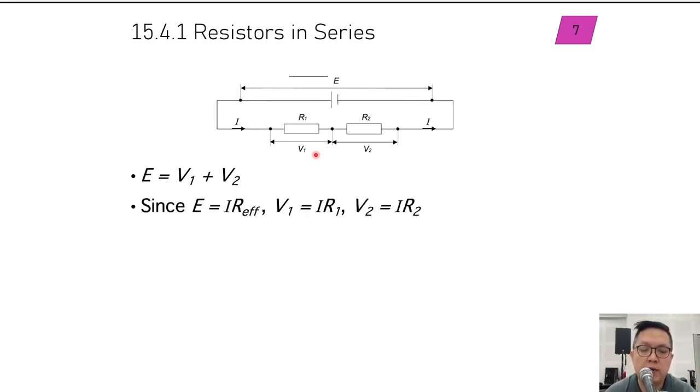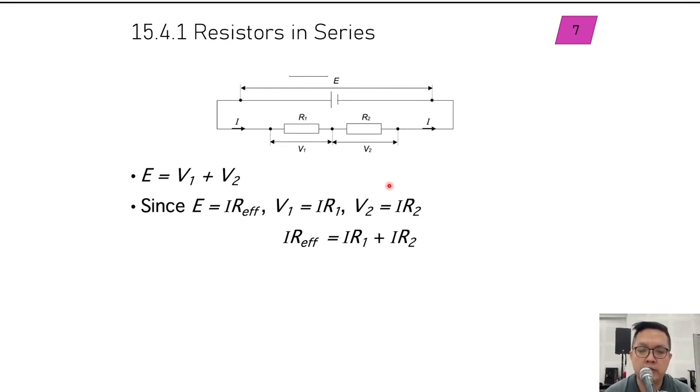we can sub in terms of current and resistance. So E is equal to I R effective. R effective is the overall resistance of these two resistors here. V1, which is the potential drop across R1, is equal to IR1, and same for V2 equals IR2. So we write it down: IR effective equals IR1 plus IR2.